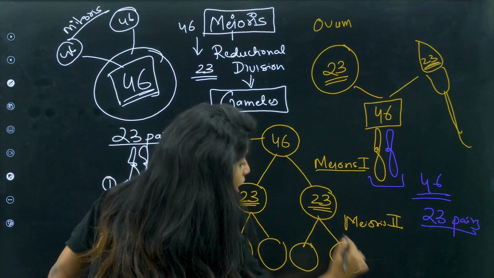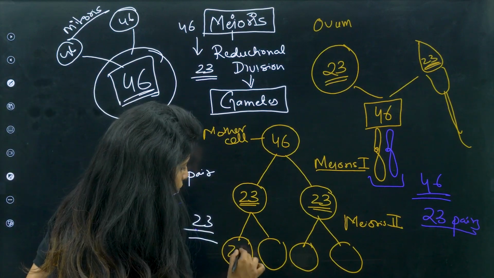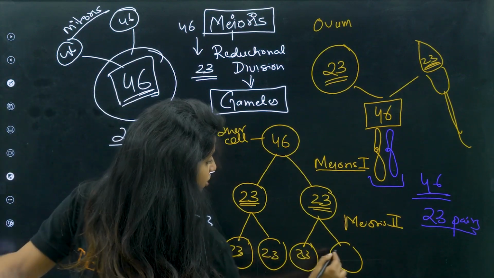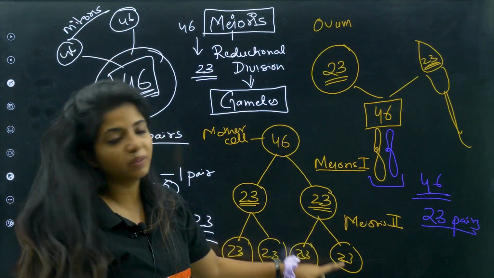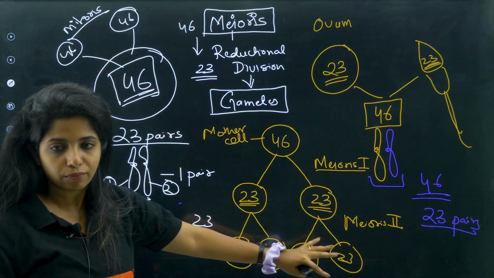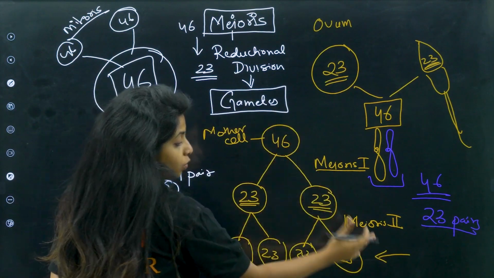You might think it will get halved again. No, children. We just wanted to make it 46 to 23. So it remains 23 only. So meiosis 2 is just like mitosis. In mitosis, you see an equal number of chromosomes. Similarly, over here also, it will be an equal number. So it is meiosis 2 only. It is a stage of meiosis. But anyway, at the end, you get 4 cells. So from the mother cell, you are getting 4 cells.